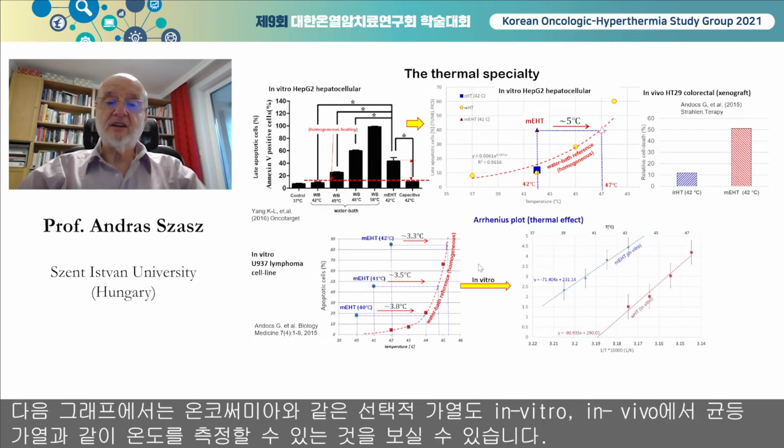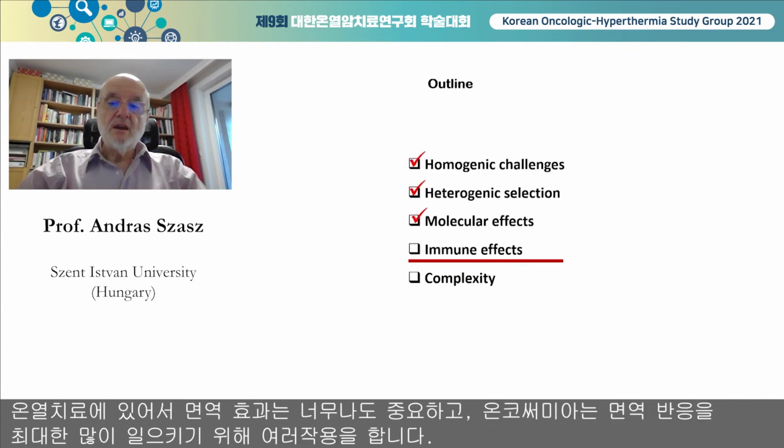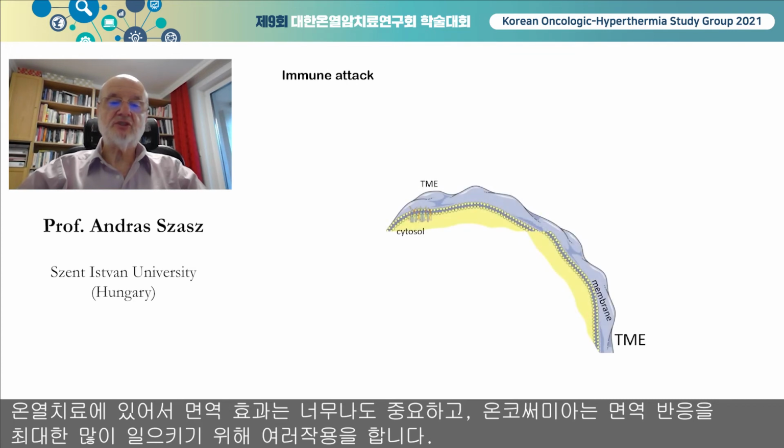We can see that it's really the thermal factor that is on, because the thermal effect, which is the Arrhenius plot, can be measured by modulated electrohyperthermia also, like in homogeneous heating. So it means the heating factor, the thermal factor, is active in vivo as well. The immune effects are a very important one, and we are trying to do it as much as possible.